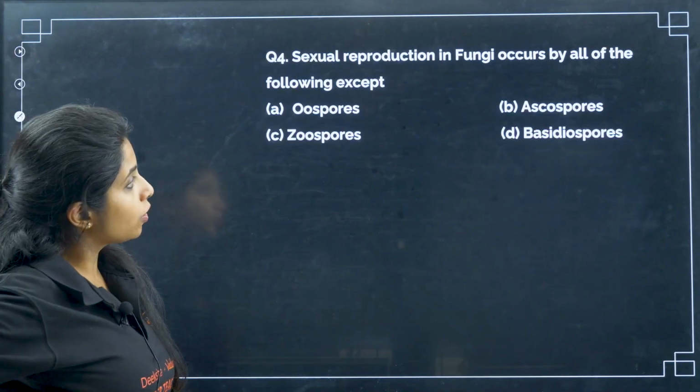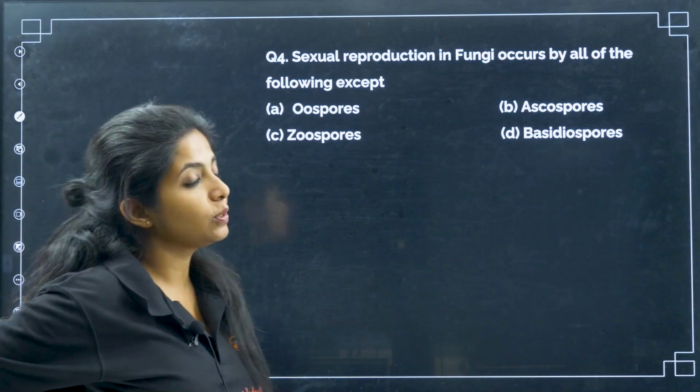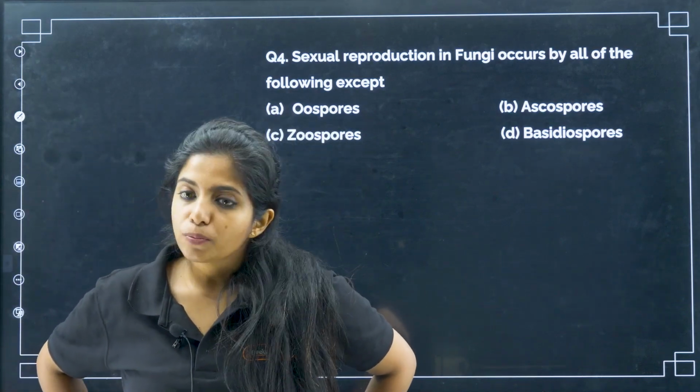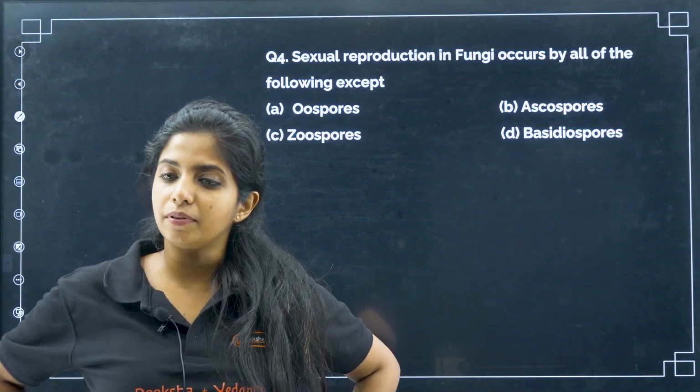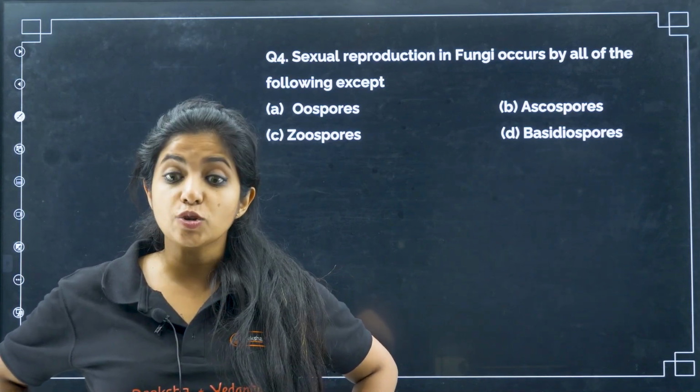Next question. Sexual reproduction in fungi occurs by all the following except. So all of them are spores. So you might be saying, ma'am, sexual reproduction by spores, can that happen? Yes, there are sexual spores as well.